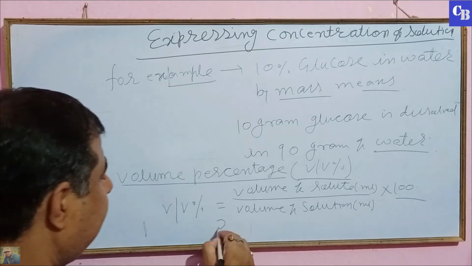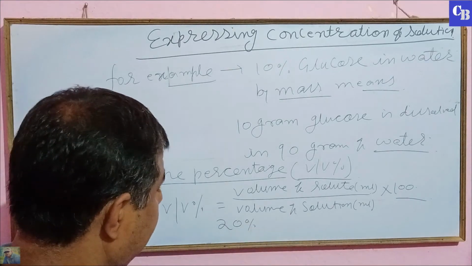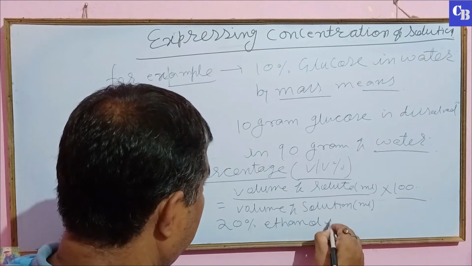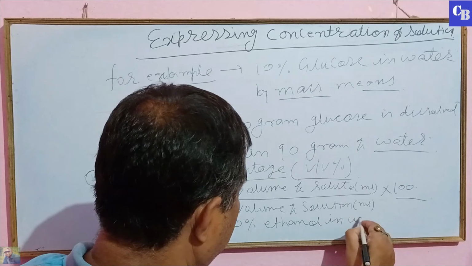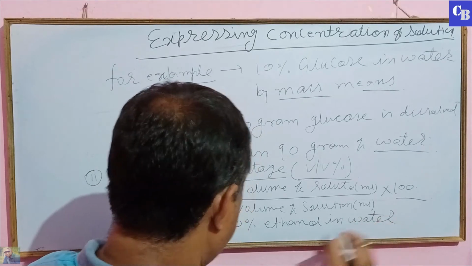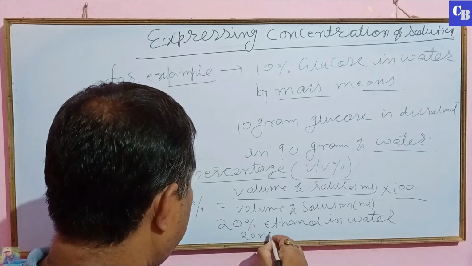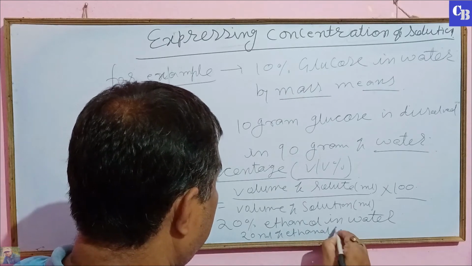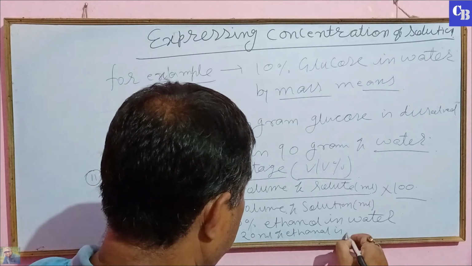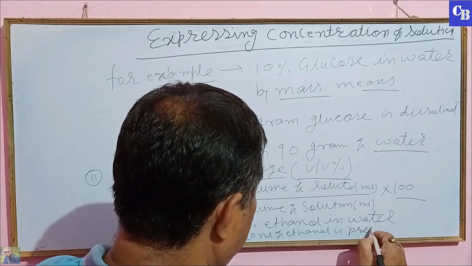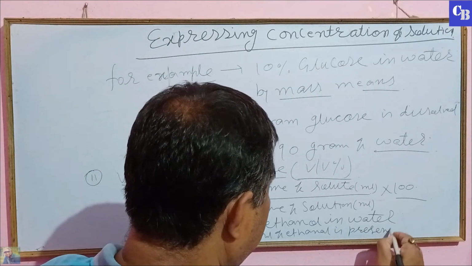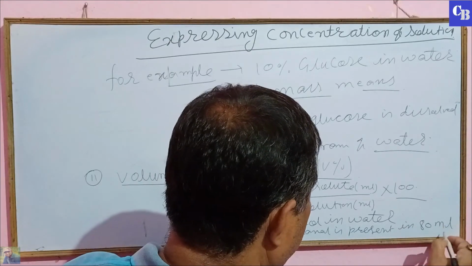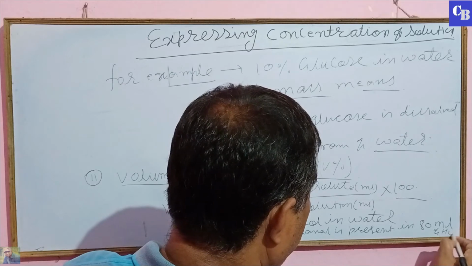Suppose that 20% ethanol in water means 20 milliliter of ethanol is present in 80 milliliter of H2O.